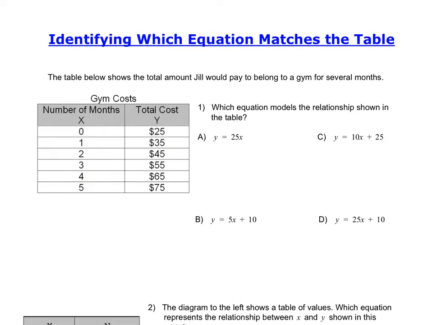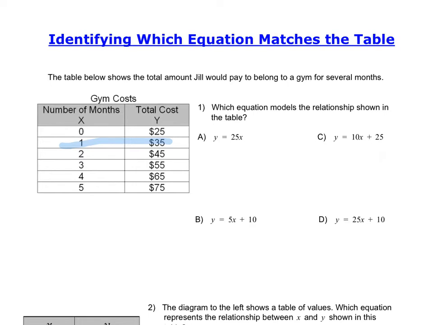goes with the table. Now, remember the first column is your x values, the second column is your y values. What we're going to do is we're going to choose one pair of xy values and try to avoid the first pair of xy values. So I'm going to start by using the 1 and the 35.